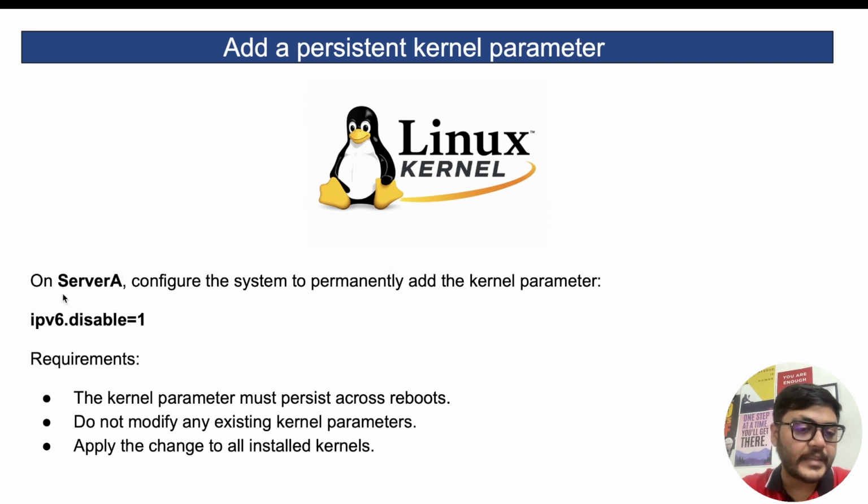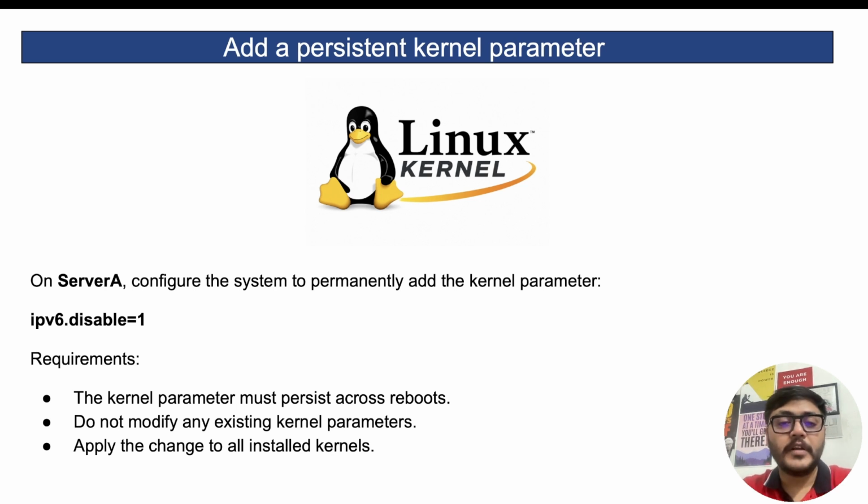Our question number 23 is on server A. What we have to do is configure the system to permanently add the kernel parameter. This is the kernel parameter given, and we have to add it persistently, so that whenever you boot your system, your kernel will load this parameter. The requirements are that the kernel parameter must persist across reboots, do not modify any existing kernel parameters, and apply the changes to all the installed kernels. It means all the installed kernels in your machine, whether you have 2 or 3 kernels, you have to apply the changes to all the kernels.